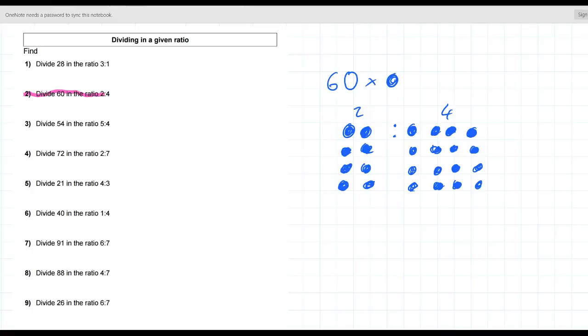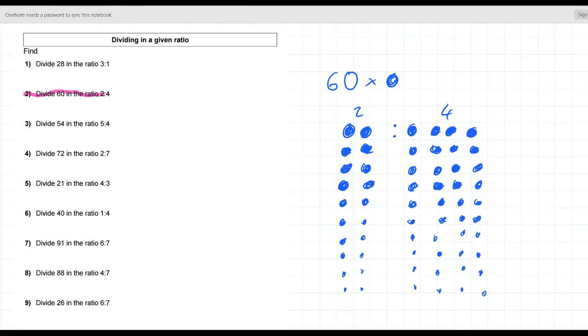So I'll pause the video, I'll finish drawing it up, and we'll go through an easier way. And we're back. Okay, so you can see I got a little bit tired with drawing dots. They got a little bit dotty at the end, but as you can see, we've got 60 dots.